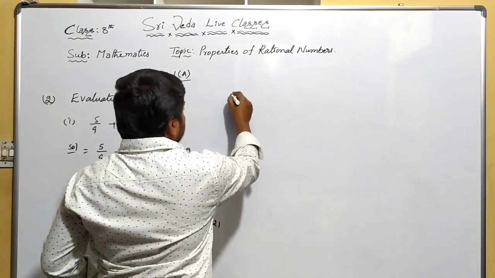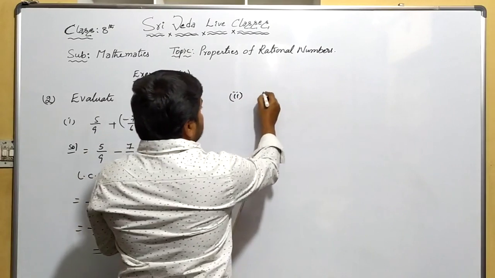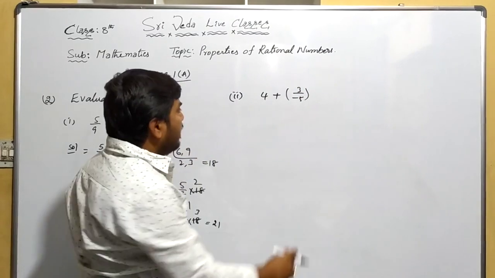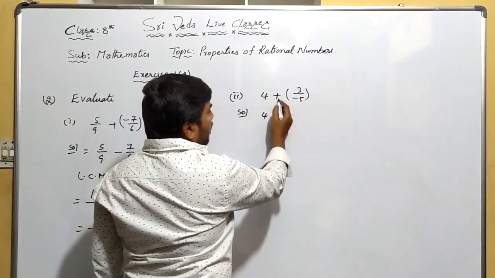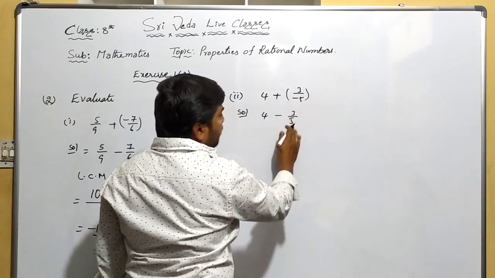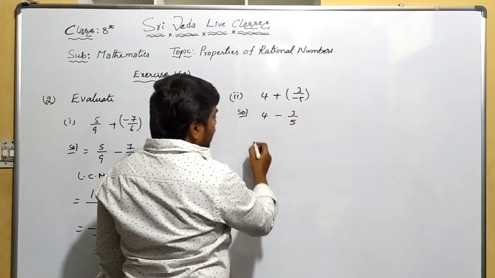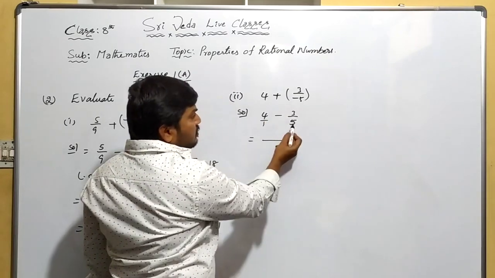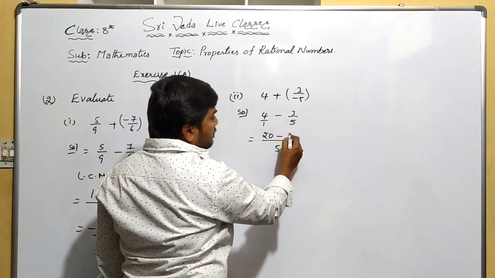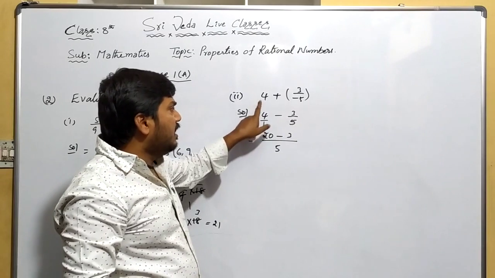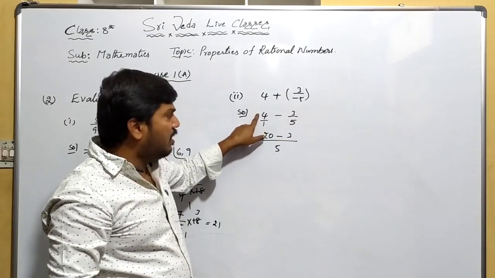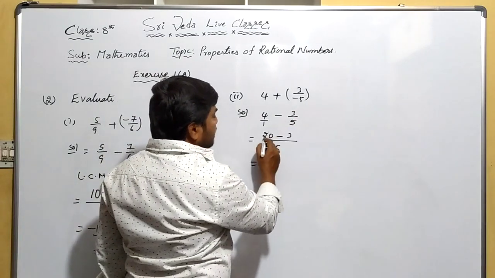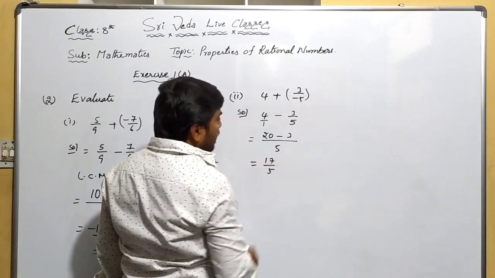Second one, 4 plus 3 by minus 5. They given like this. Now how can you write it? 4 plus into minus, minus 3 by 5. Now the LCM: here there is nothing, so it is 1. So LCM of 1 comma 5 is 5. So 5 4s are 20 minus 3. See, 5 into 4 directly. Where 1 is there, you can multiply with this number. So 4 5s are 20 minus 3. So 20 minus 3 is how much? So 17 by 5. Like this.